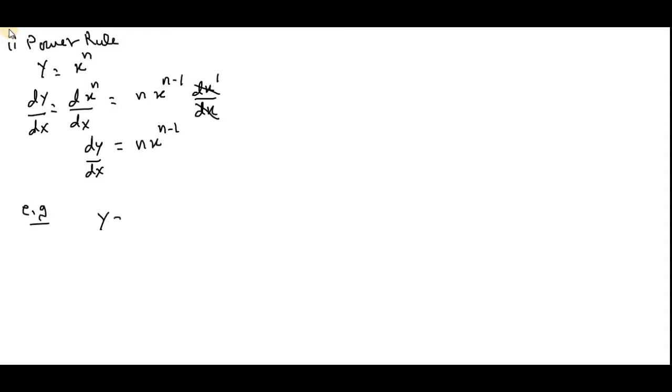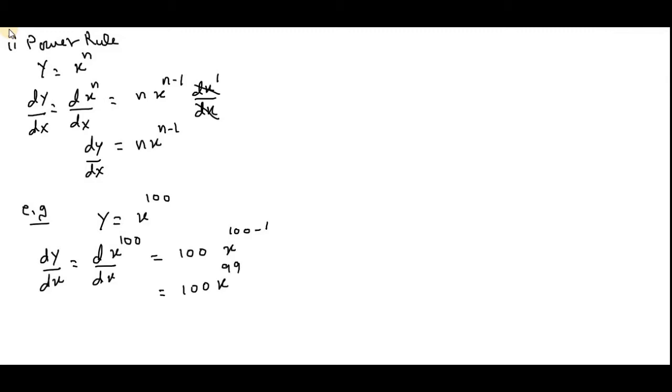Now we take an example. For example, y is equal to x raised to power 100. dy by dx is equal to d by dx of x raised to power 100. It is 100 x raised to power 100 minus 1, and we know that the derivative of x is 1, so we don't write it. 100 x raised to power 99, and this is the derivative.